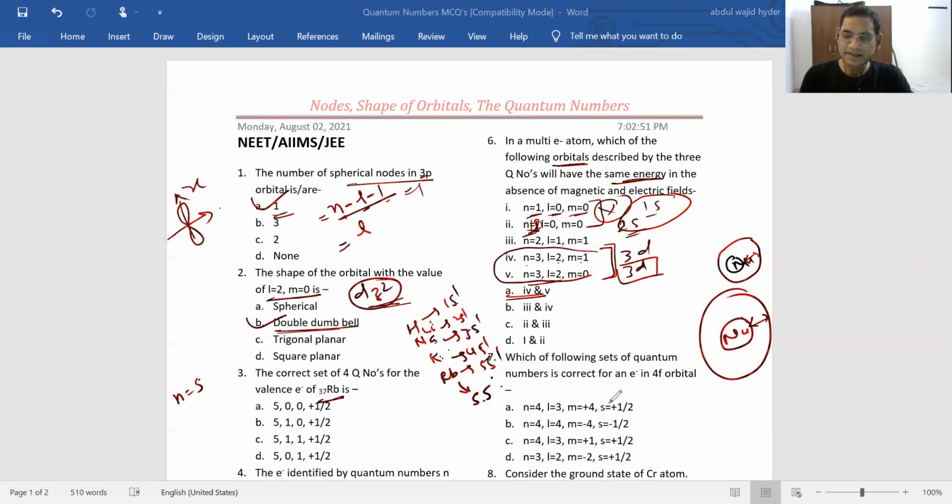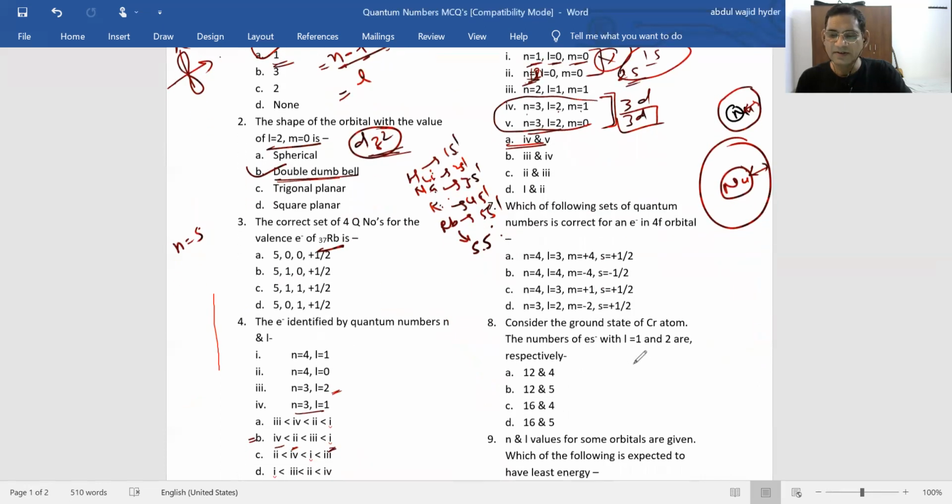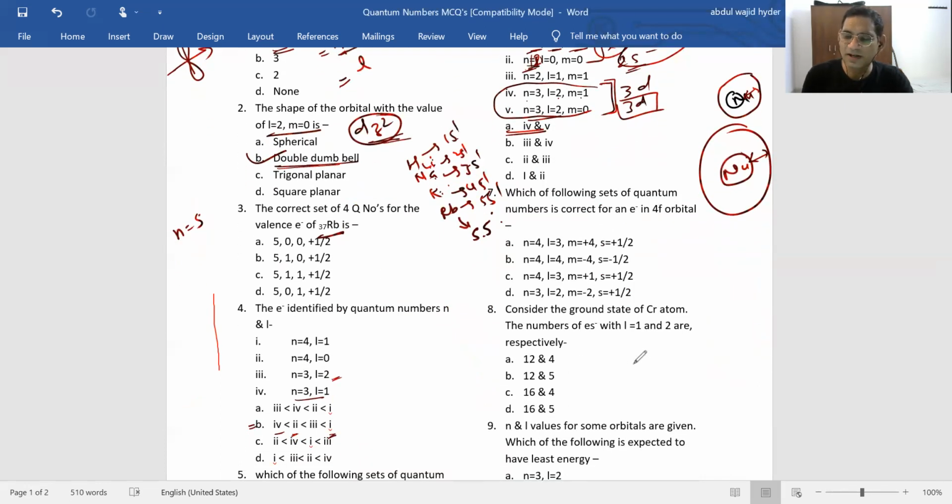Question number 7. Which of the following sets of quantum numbers is correct for an electron in 4f orbital? This is correct. Fine. This can't be correct. N is equal to 4, L is equal to 4 is not possible. L can be 0, 1, 2 or 3. So this can't be true. N is equal to 4, L is equal to 3.